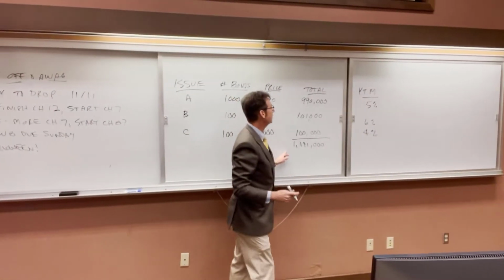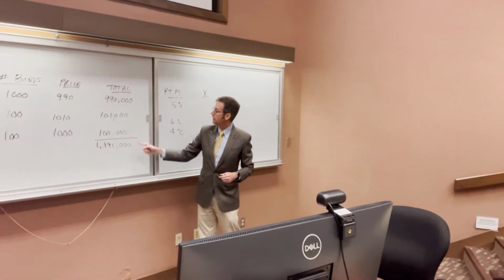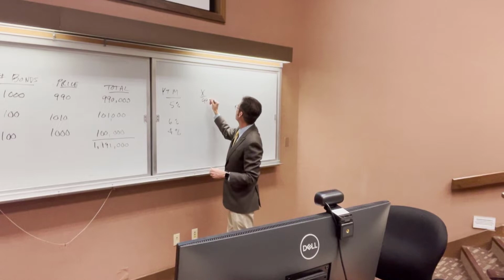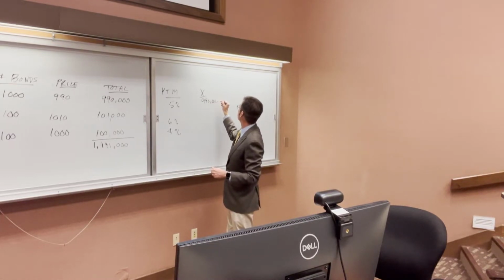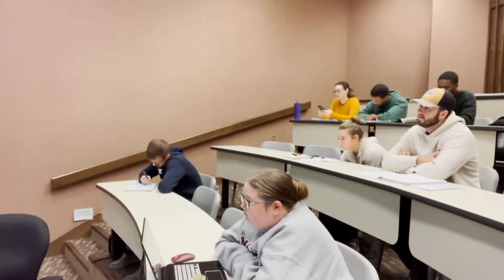Okay, so first thing I'm going to do is find out the weights. And those weights are 990,000 divided by 1.1, okay, so I can't do that math in my head, so here we go. 990,000 divided by 1,191,000. That's the weight on A. Weight on B: 101,000 divided by 1,191,000. And then this one will be 100,000 divided by 1,191,000. And so you can do those out in your calculator.